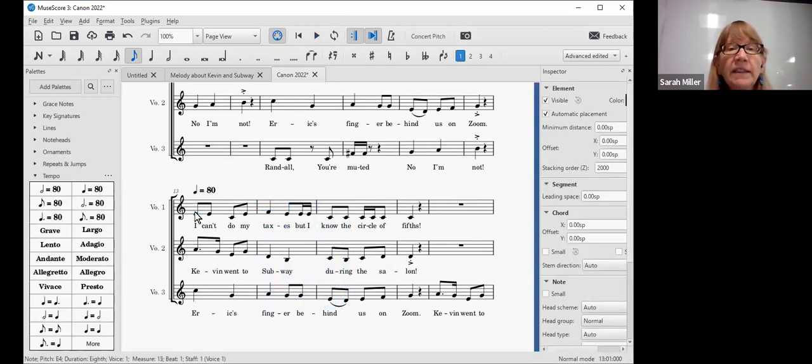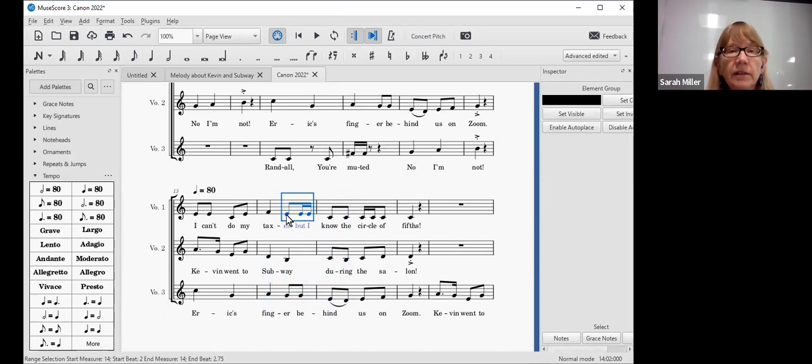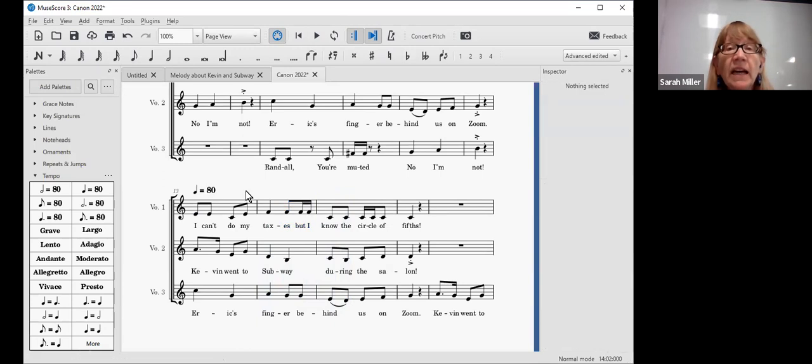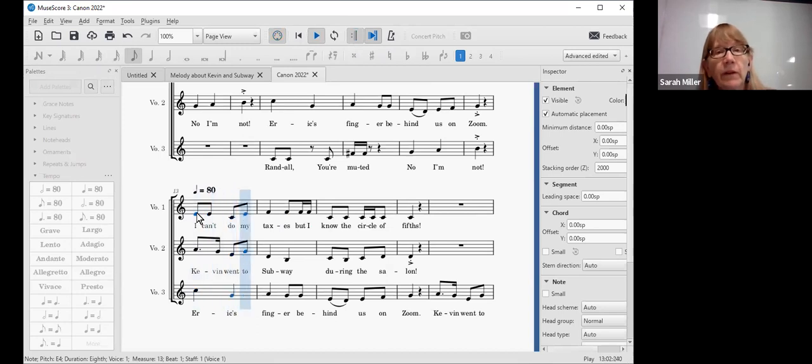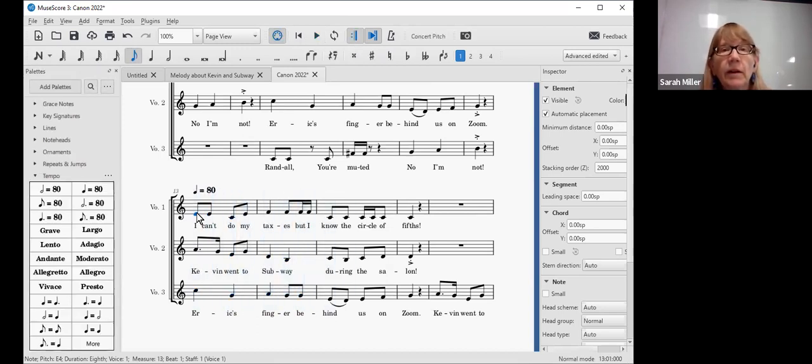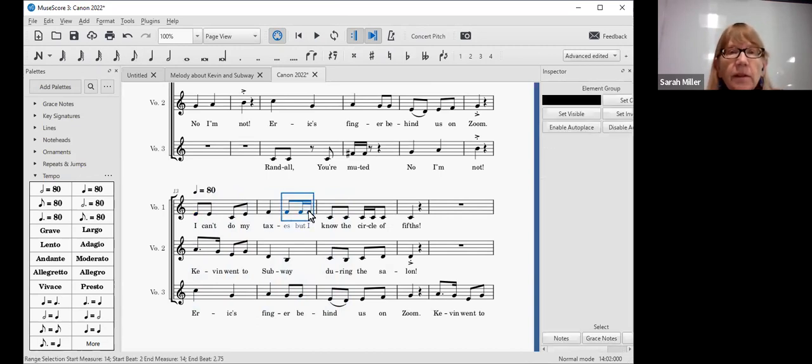I can't do my taxes, but I, that would be easy to sing, right? If it were the seventh of the chord, what would it be? F. And it would have to go to E. It works. What other note? We have one more note we can do. Well, we already have G.